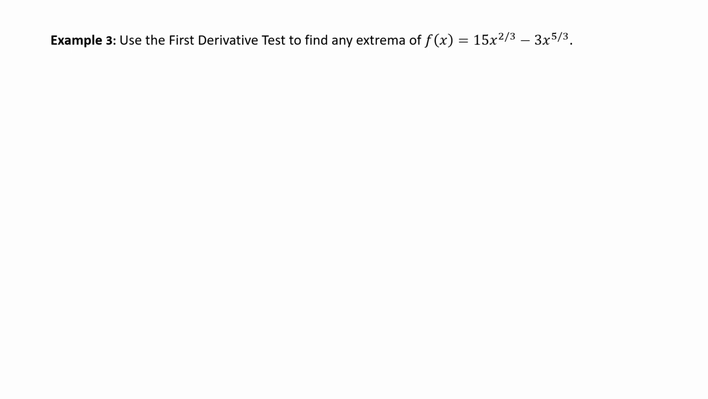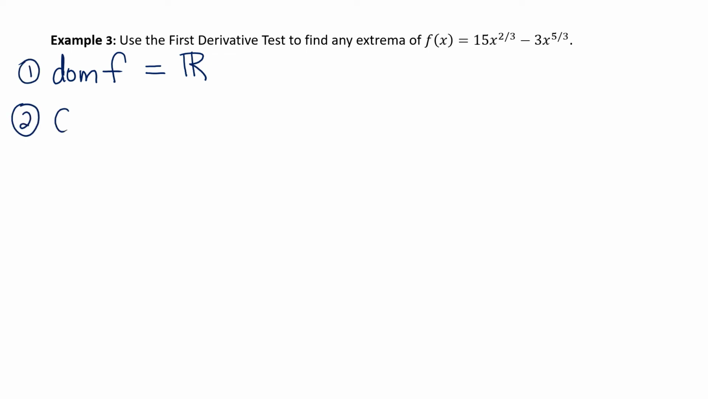times x to the power of 2/3 minus 3 times x to the power of 5/3. Again, when we start this problem, identify the domain. The domain of f is going to be the set of real numbers. There are no even roots and no variables in the denominator, so the domain, we'll say, is the set of real numbers. Now we are ready to begin looking for critical values.